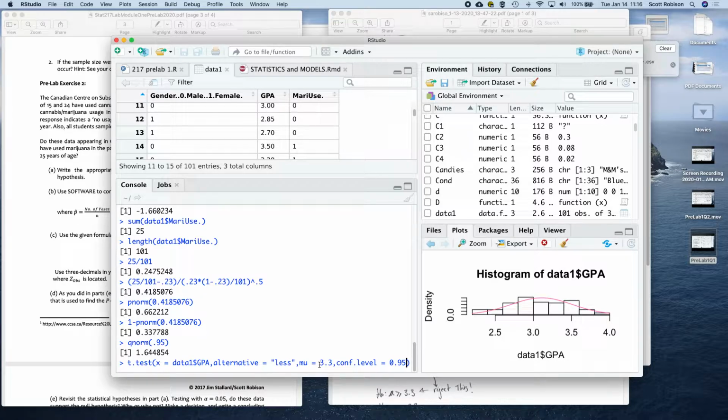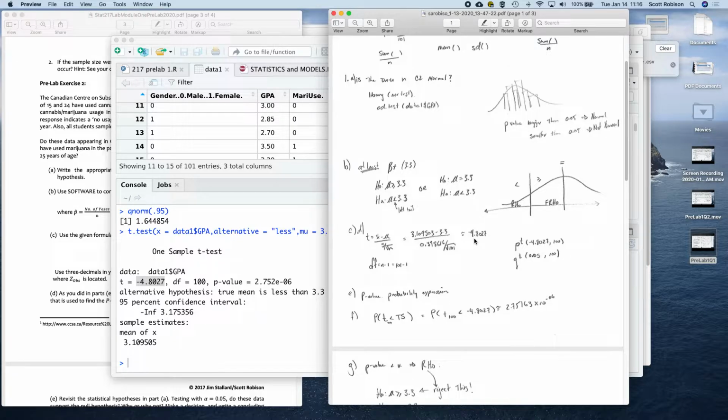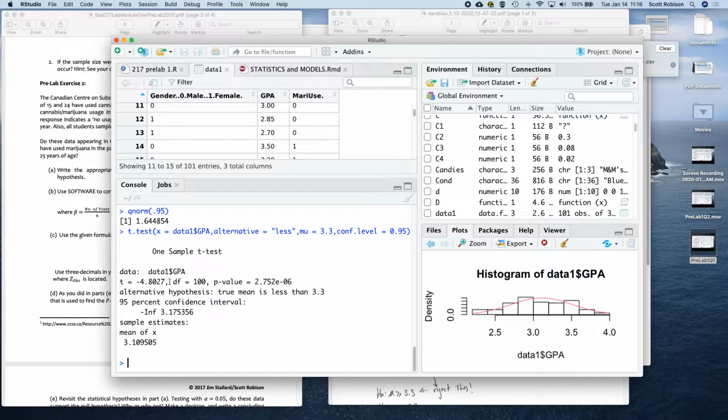So here's a command where you can have the computer do a lot of these things for you. And notice that it's calculated some very similar things to what we did. The test statistic we calculated to be negative 4.8, which is the same as what they did. The degrees of freedom, again, was 101 points minus 1, which will be 100. So they've calculated the same degrees of freedom. And here, the p-value they've calculated as well.